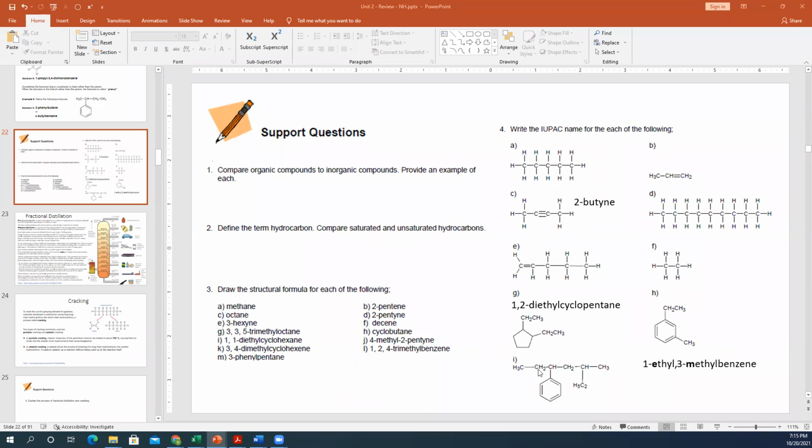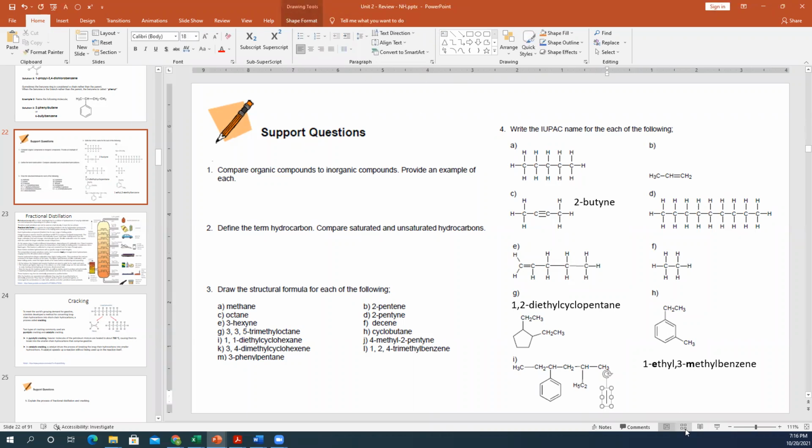Okay, let's try this last one here. So what do we see? Where can we start? It's a benzene. There's a benzene ring. Thank you very much. Okay, so we have a benzene ring. Let's write that down. Let's write down our benzene.